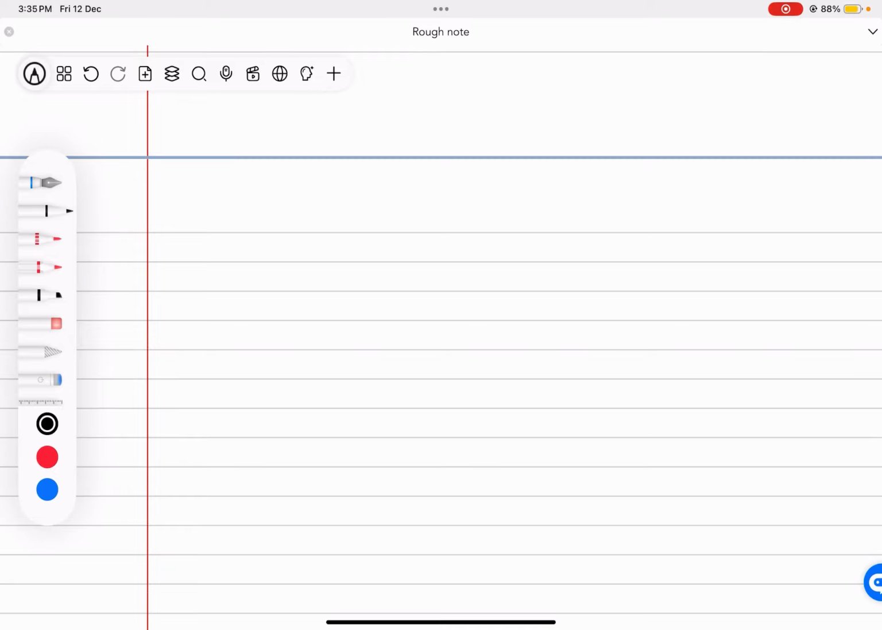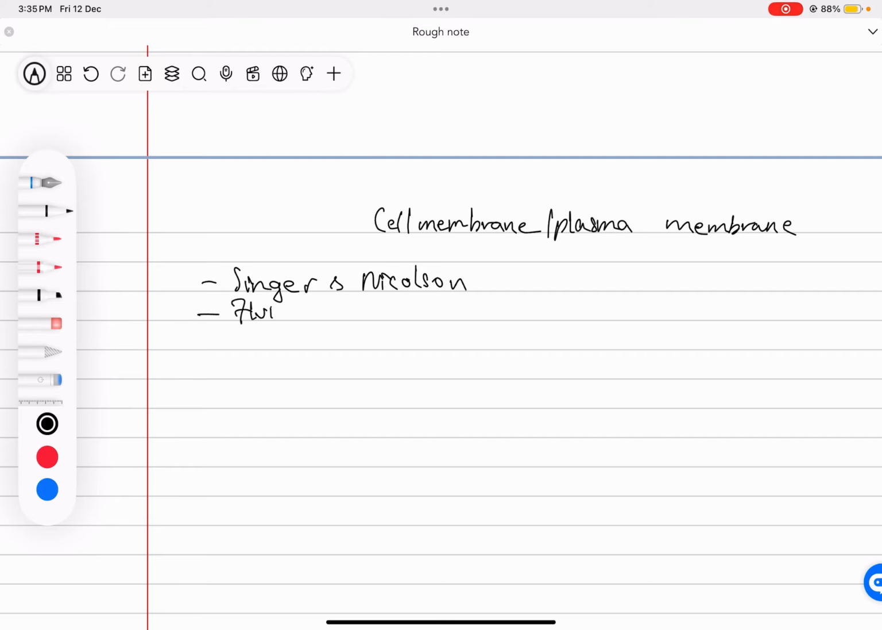Today we are going to talk about the cell membrane, or plasma membrane. The structure was given by Singer and Nicolson, and the model is called the fluid mosaic model. In this case, it is called a lipid bilayer.